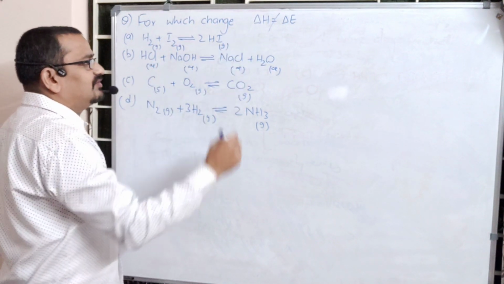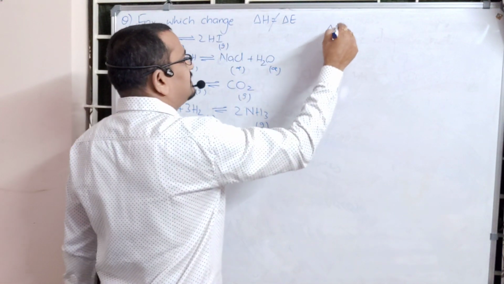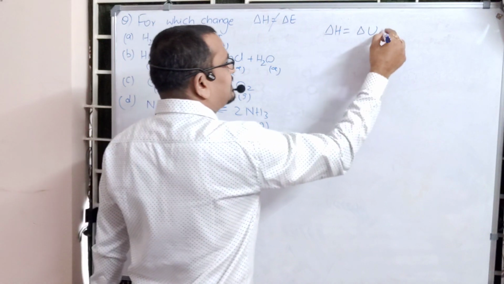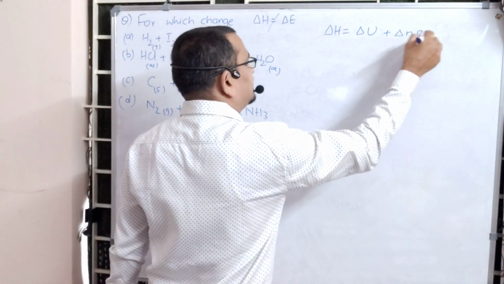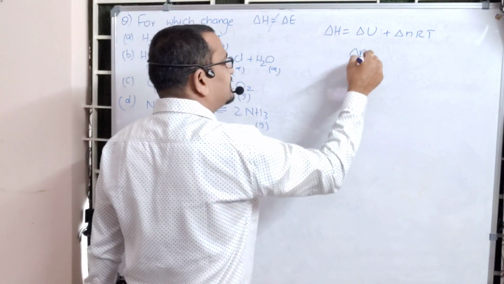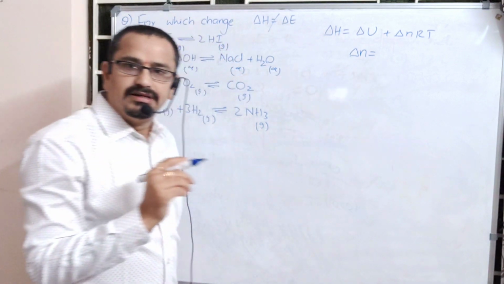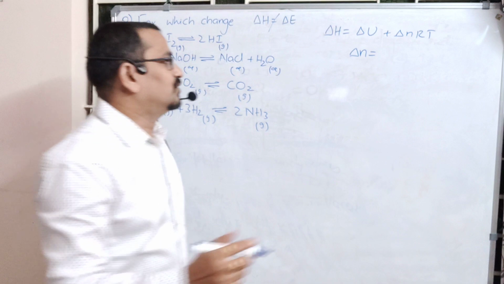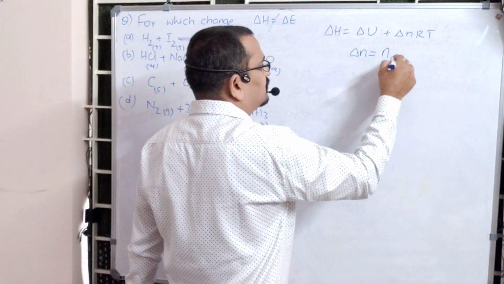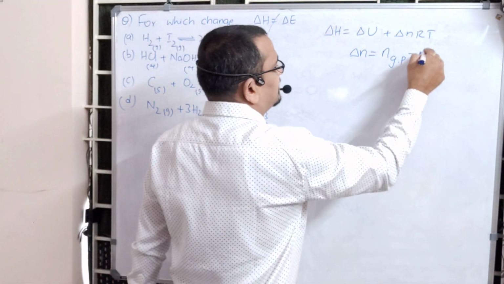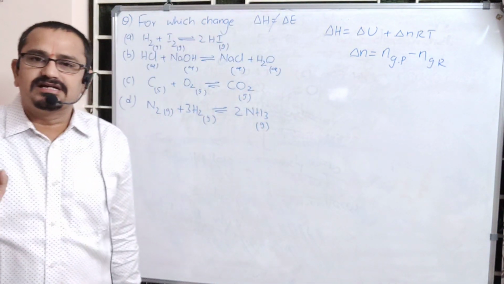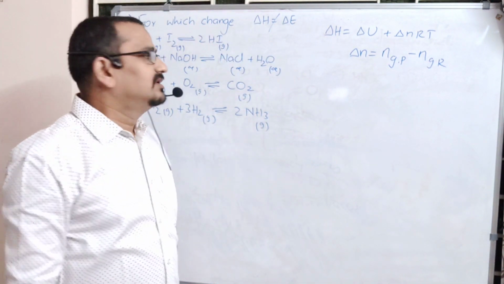So here we have to use the relation delta H equals delta U plus delta n RT. Here delta n is nothing but the change in number of moles, which can be given as the number of moles of gaseous products minus the number of moles of gaseous reactants. Only gaseous products minus gaseous reactants we have to consider.